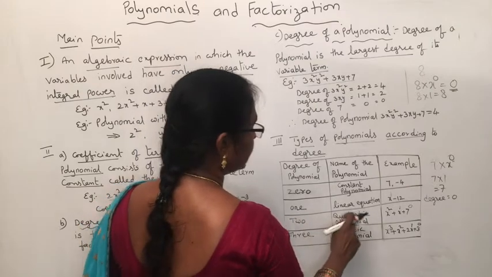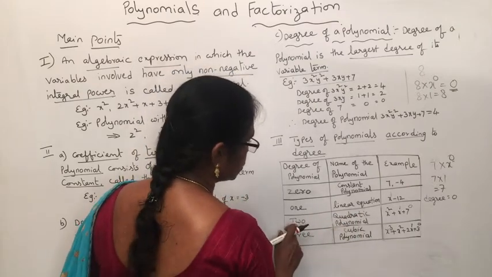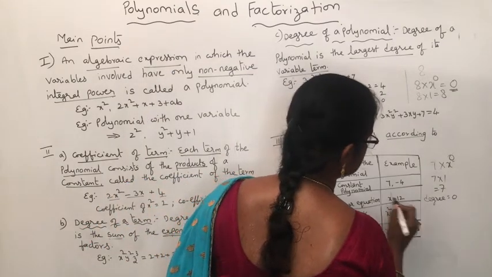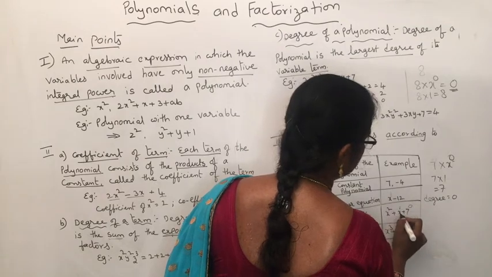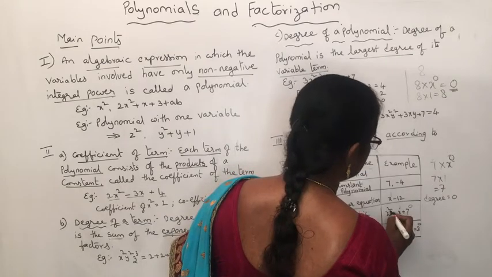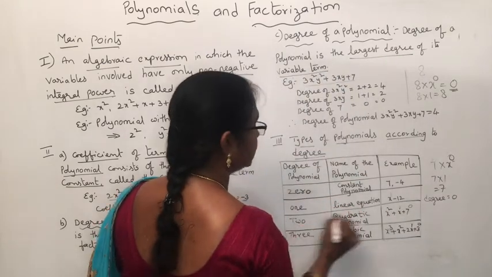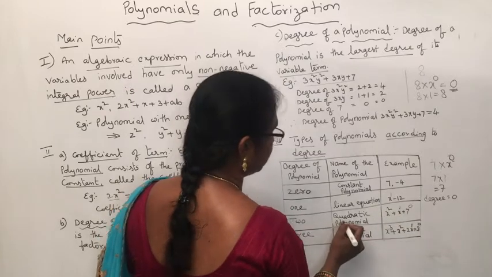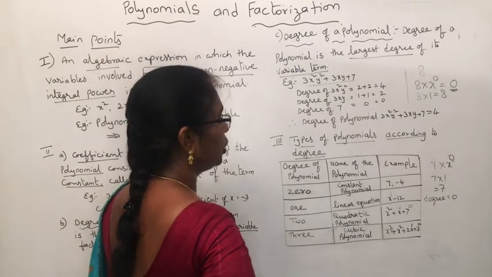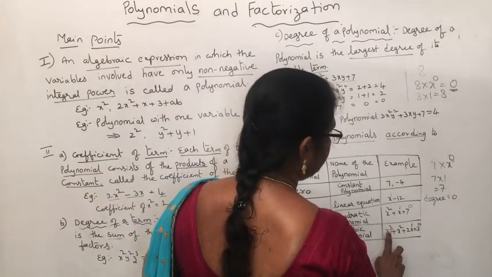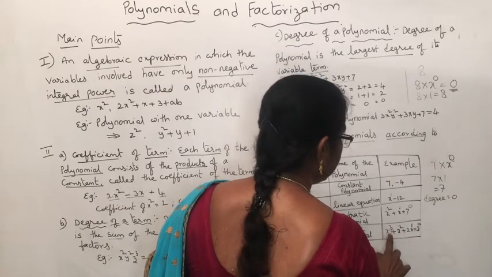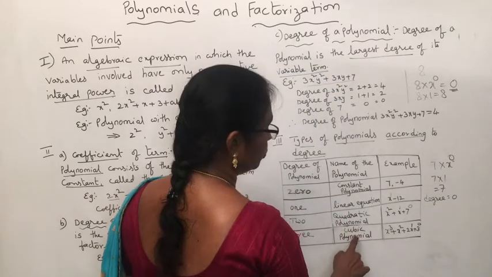Next, degree 2. Quadratic polynomial means if the degree is 2, we call it a quadratic polynomial. Here x square plus x plus 7. What is the degree of x square? 2. What is the degree of x? 1. What is the degree of 7? 0. Then what is the largest degree? 2. So the degree of this polynomial is 2, and we call it a quadratic polynomial. Next, degree 3, cubic polynomial. Cubic polynomial means the term powers are 3, 2, 1, 0. What is the largest? 3. If the degree is 3, then we call it a cubic polynomial.